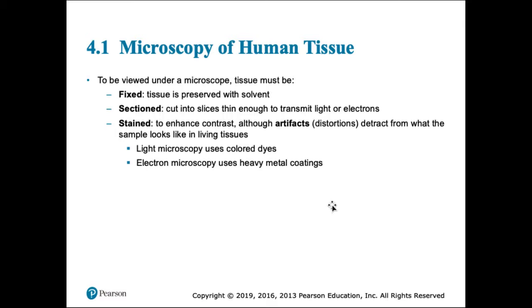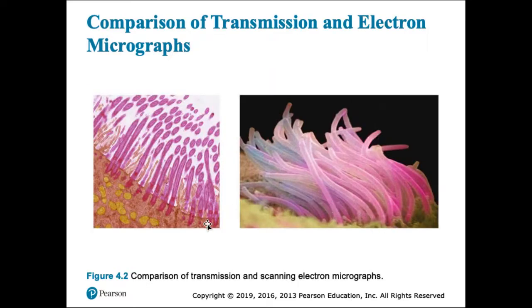If we are using light microscopy, which at a general anatomy and physiology level, we just have a general light microscope, we would use colored dyes. In electron microscopes, we use heavy metal coatings in order to help us see the different features of human tissue under the microscope.